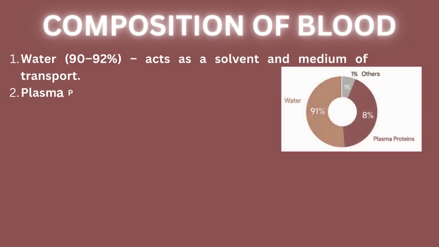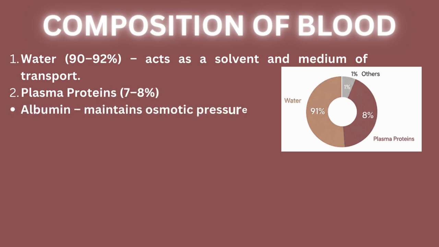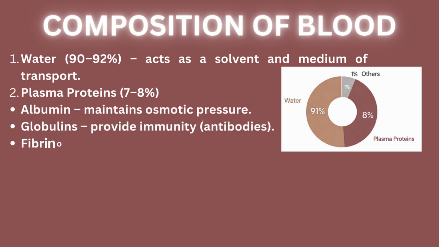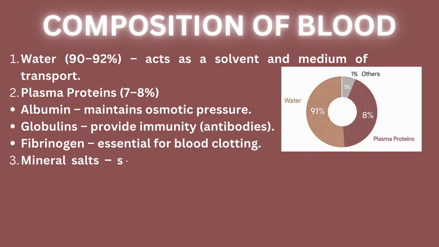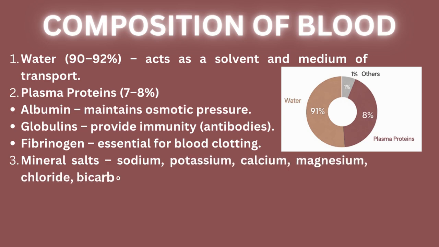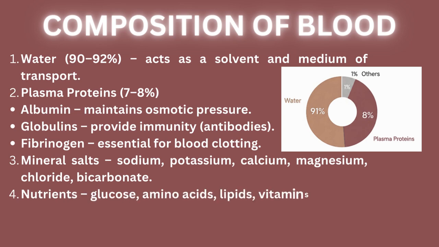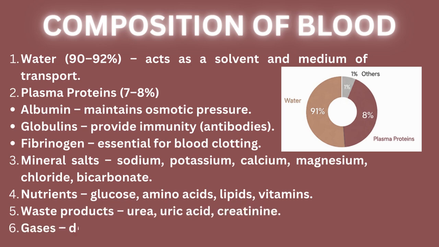Plasma proteins, 7 to 8%. Albumin maintains osmotic pressure. Globulins provide immunity, antibodies. Fibrinogen, essential for blood clotting. Mineral salts: sodium, potassium, calcium, magnesium, chloride, bicarbonate. Nutrients: glucose, amino acids, lipids, vitamins. Waste products: urea, uric acid, creatinine. Gases: dissolved oxygen and carbon dioxide.